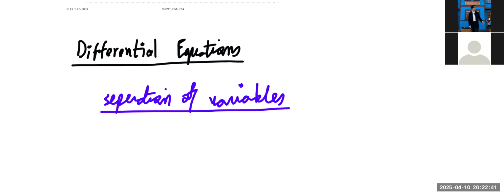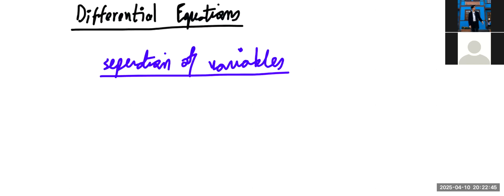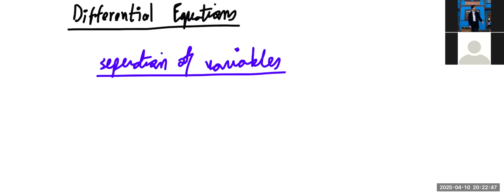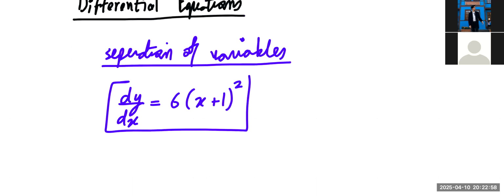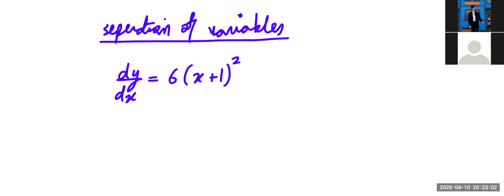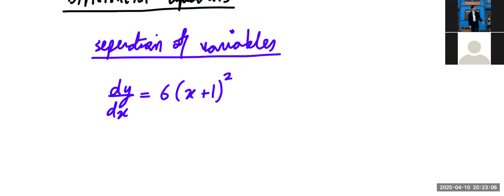So let's do a quick example first, okay? For instance, imagine that you have dy over dx equals 6 times (x plus 1) to the power of 2. This is a differential equation because it's an equation that contains a d term, a differential term. So how do we solve this? The idea is we want to separate all the variables, meaning we want to take all of the x things to one side and all of the y things to one side. That's the surface level explanation.